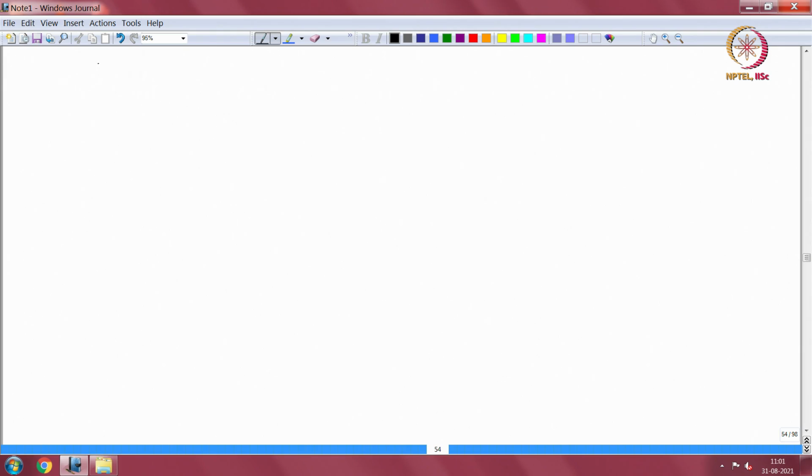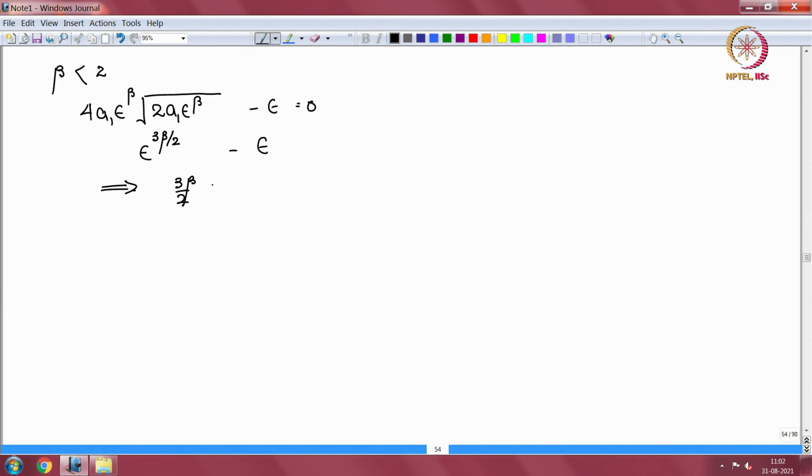Now let's assume and see. Let's assume that beta is of order 2. Then what do I get? I get 4 a1 epsilon to the power beta, and under the square root the dominant term is twice a1 epsilon to the power beta, minus epsilon should be 0. So that means I get beta plus beta by 2, so I get epsilon to the power 3 beta by 2. That has to balance this epsilon term, which implies 3 beta by 2 should be equal to 1, which implies beta should be equal to 2 by 3.